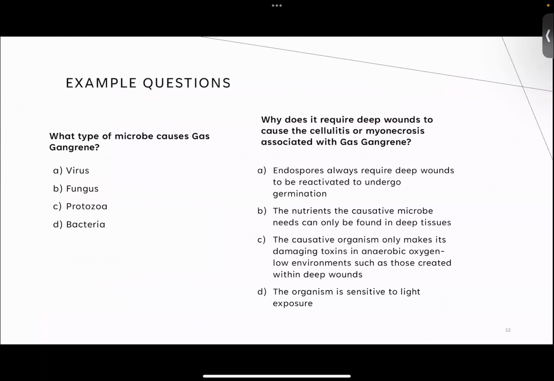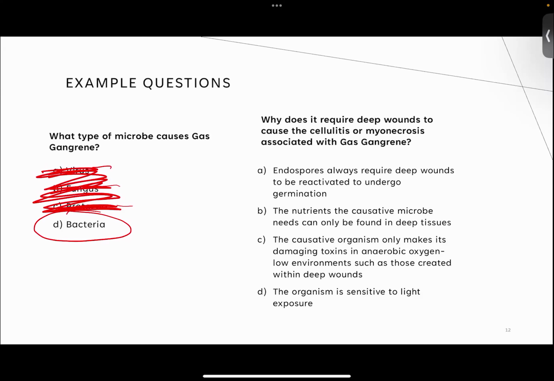Example questions. What type of microbe causes gas gangrene? Same thing as our other question from the last one for ringworm. What type of pathogen? What type of microbe? What overall group would it fall into? Gas gangrene is caused by Clostridium perfringens. If I'm telling you that Clostridium makes endospores, and I've said it 1,000 times in the class, do any of these other guys even make endospores? They don't. I'm sorry. If you think they did, you're not studying well enough.